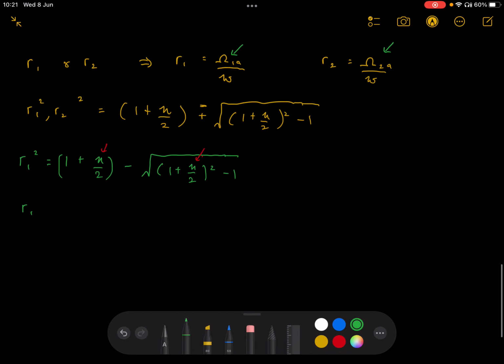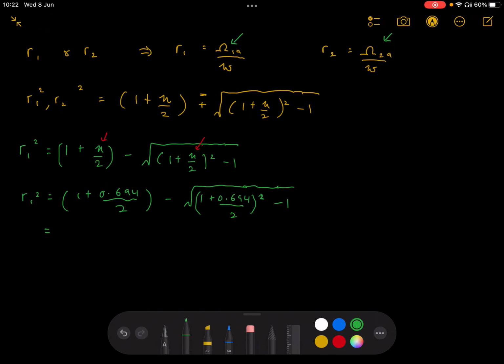So R1 squared is equal to 1 plus 0.694 over 2 minus square root of (1 plus 0.694 over 2) to the power of 2 minus 1. Please remember in here there is a power of 2 minus 1. Don't make a careless mistake. And this is equal to 1 plus 0.347 minus square root of (1 plus 0.347) to the power of 2 minus 1.